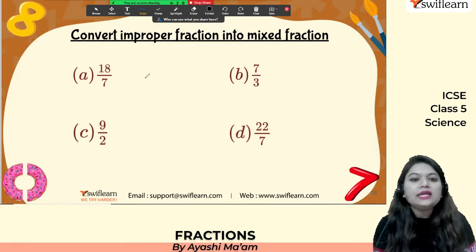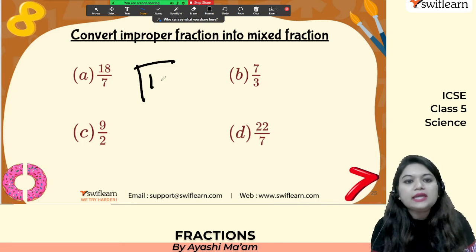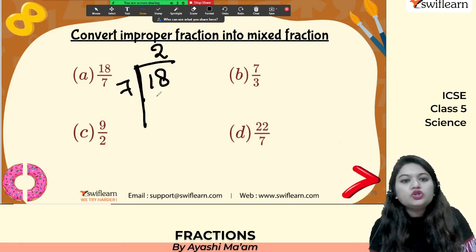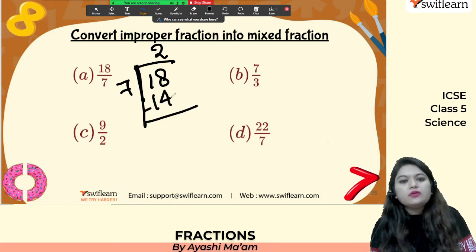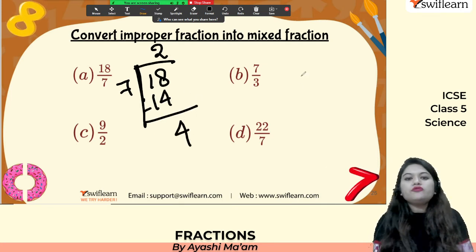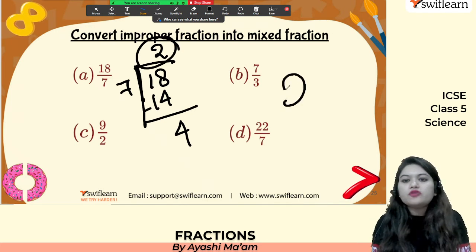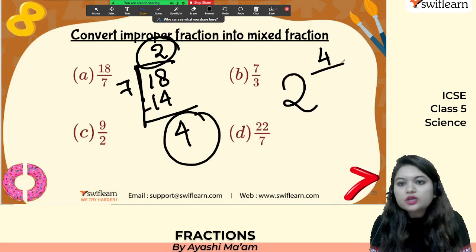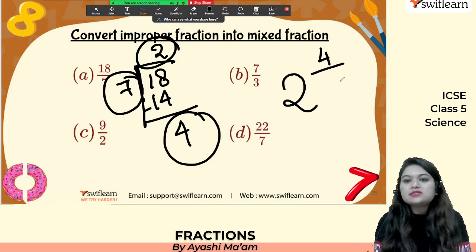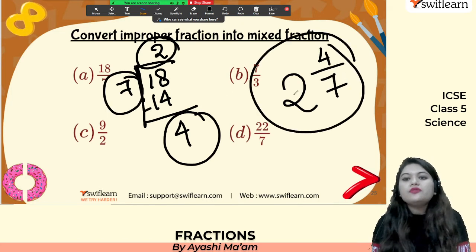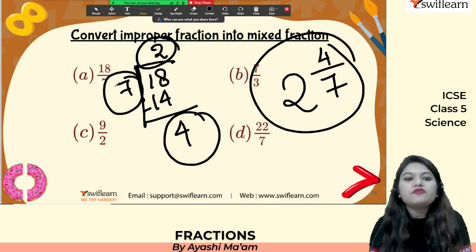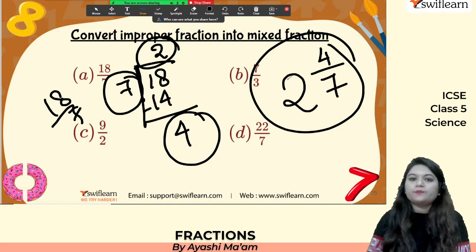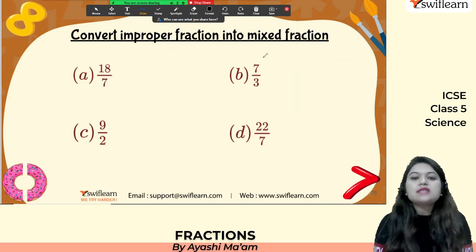So we have 18 by 7, right? That means 18 is divided by 7. I am solving. So 7 2s are 14. We will get 4. So now what will happen? 2 is our quotient, so we will write the quotient as the whole number part. 4 is the remainder, so 4 will be the numerator. And 7 is the divisor, so 7 will be the denominator. Therefore 2 whole 4 by 7. We have converted the improper fraction 18 by 7 into the mixed fraction. Okay. Alright. Now let's come to B.